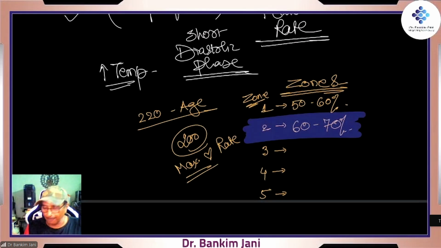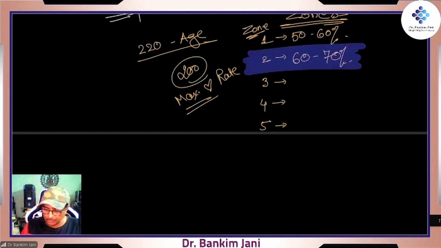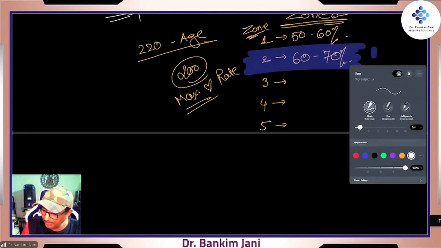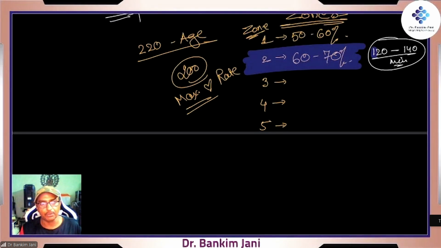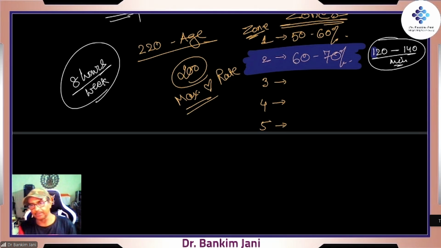All you need to do is, for you guys, your heart rate should be between 120 to 140 per minute. Strictly follow this. But the difficulty is you have to spend 8 hours per week. Now, when we say 8 hours per week, even if it is a brisk walk, you walk fast, you'll find that immediately heart rate will start rising.